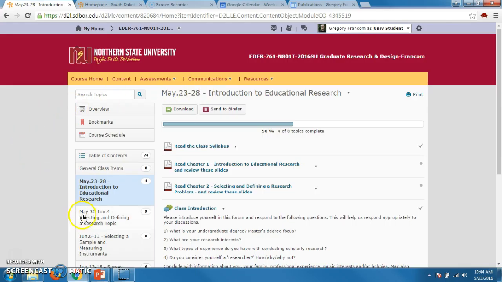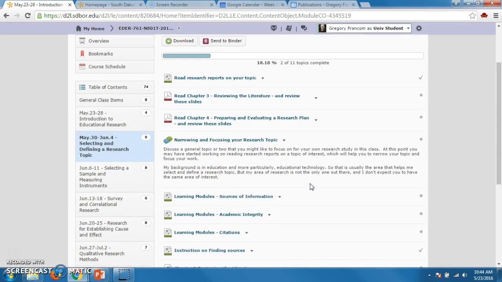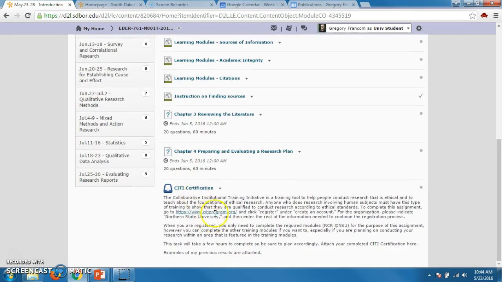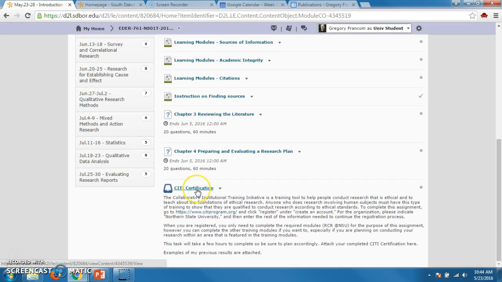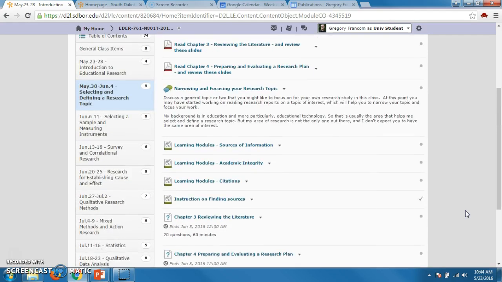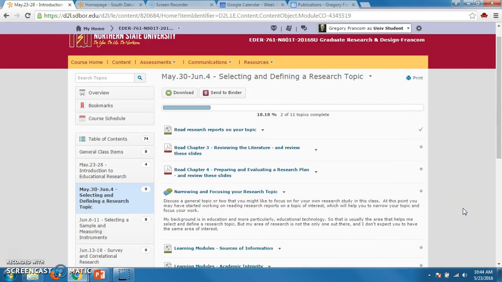And after that, you can start on May 30th activities when May 30th comes around, and you'll do the activities basically. Again, all the things are there. Notice though that at the end of next week there's a city certification, and that means basically that you'll have to go, that'll take a little more time. It'll take several hours to complete that one. So you'll have to go log into the city program, get an account set up, and complete the required modules that will teach you about ethical practices while doing research.